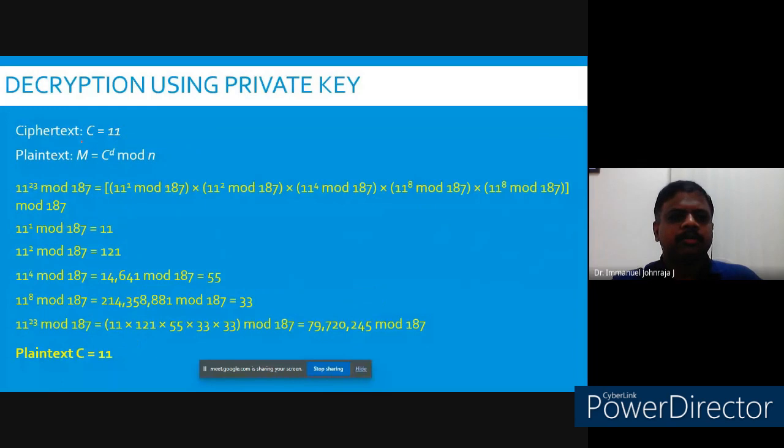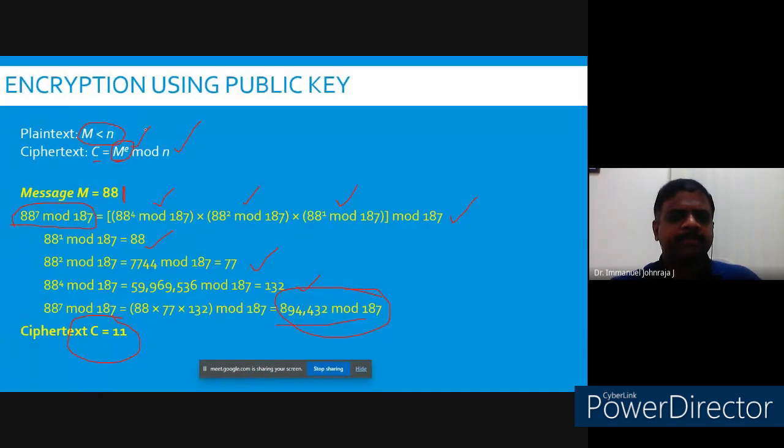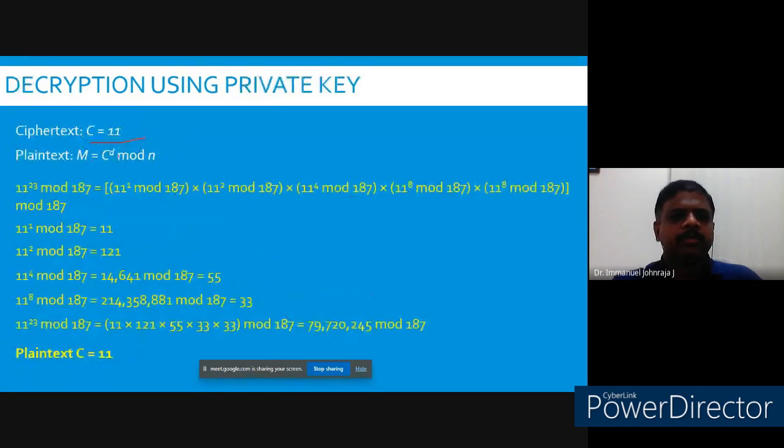Yes, here. So your ciphertext is 11 as we have got from the previous screen, and then the plain text is calculated like this. The ciphertext is raised to the power of D. Okay, that's the private key. The receiver is using his private key to decrypt it, mod N. All right. So N is 187 in our example. D is shared as 23. C is taken as 11. So this is our formula, 11 to the power 23 mod 187.